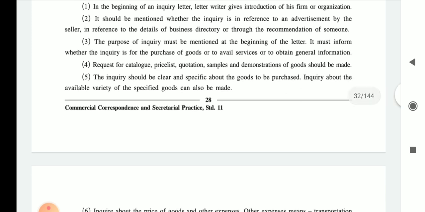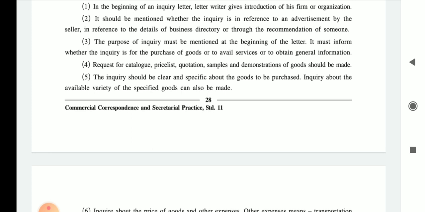Next one is the sample as well as the demonstration of the product, that is, how the product is generated or produced, and what the procedure for producing that particular goods is, should be made in the inquiry letters. The inquiry should be clear and specific about the goods to be purchased. You have to make clear what type of goods you want to purchase, and this is a very important part.